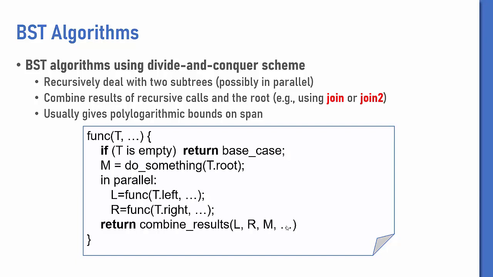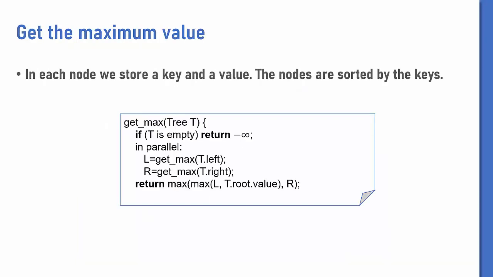So designing parallel algorithms on BSTs is so simple, right? Let's have some practice. The first example is to design an algorithm to report the largest value in the tree. Assume the tree stores a bunch of key value pairs, and all the entries are sorted by the keys. So we want to return the maximum value in the tree. It can appear anywhere in the tree.